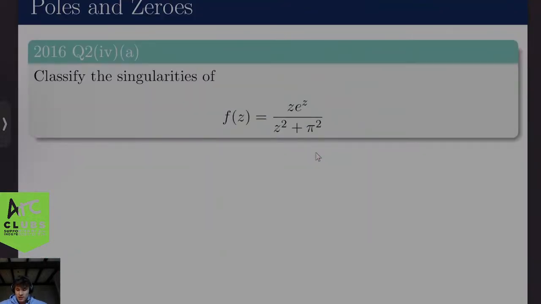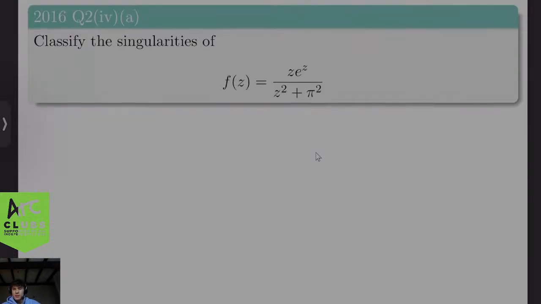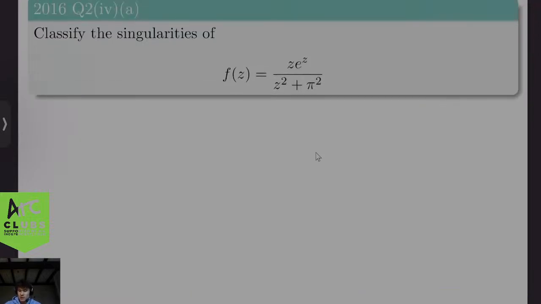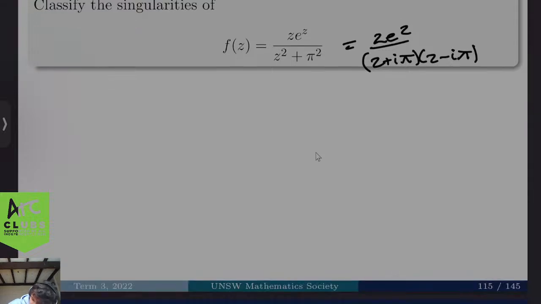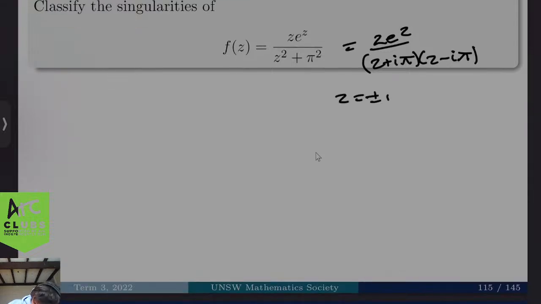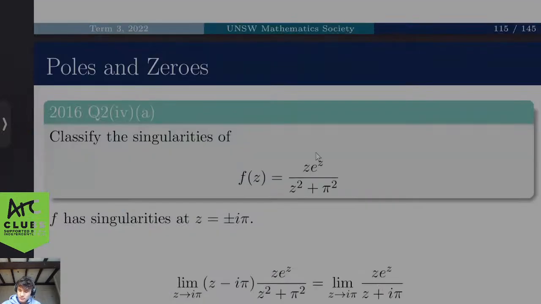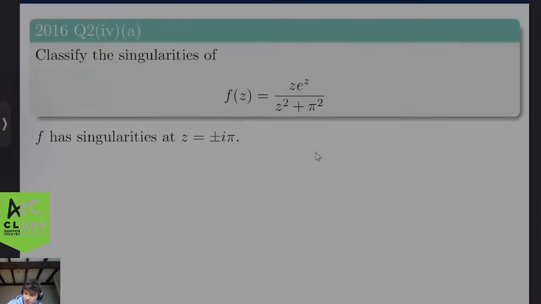Alright, so now let's classify the singularities of this function, z e to the z on z squared plus pi squared. To first do that, we're going to have to figure out what the singularities are, and that's sort of where the function is undefined. So to do that, we can do a simple factorization. We can factorize it like this. And now we know that we need to look at the points plus minus i pi. And so we can look at them individually.